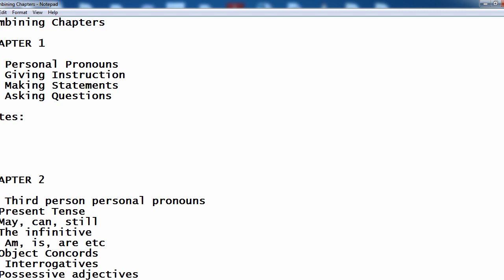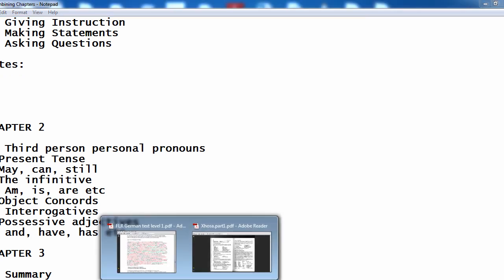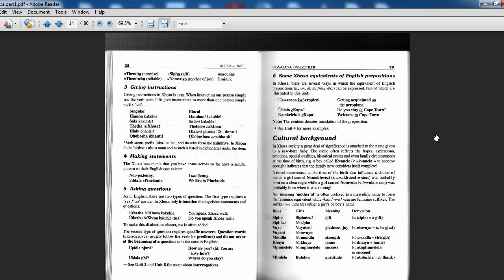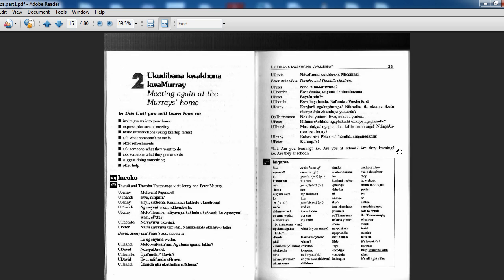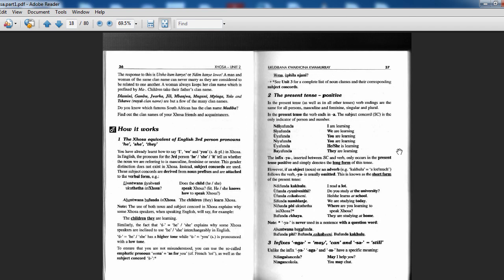Copy down all the points covered in that chapter, and once you do that and take your notes, move on to chapter 2 and do the same thing. So chapter 2, let me open this back up. Here we go, chapter 2. Again, go to part 1. Okay, English third person personal pronouns, he, she, they.